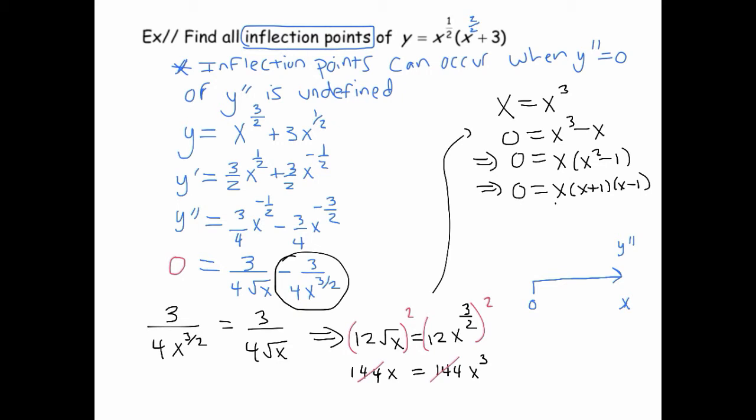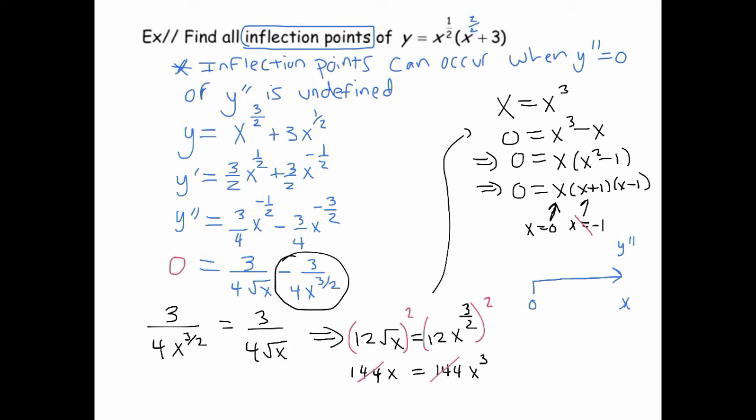So notice 0 showed up again as a candidate, but we already know that that's not going to be an inflection point, because to be an inflection point, the concavity would have to change, and it can't change at an endpoint, right? There's only one side to that value. So that's already on our number line, but it's an endpoint. This implies that x equals -1, but that's not in the domain, so we can ignore that guy.